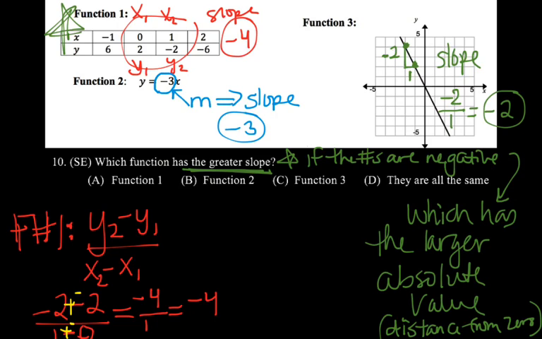Function number 1. Negative 4 is going to give us a steeper line. A steeper line means it has a greater slope. Don't be fooled by that one. Be very, very careful.